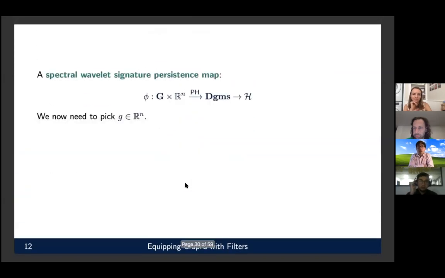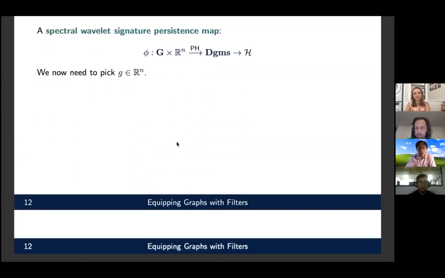So zooming out, we go back to this bigger picture. Now we have a map from the space of graphs, and we have a parameter space R^n, which are the coefficients of your filtration, of your spectral wavelet signature. And we have a map from graphs to diagrams given a certain parameterization of your spectral wavelet signature.